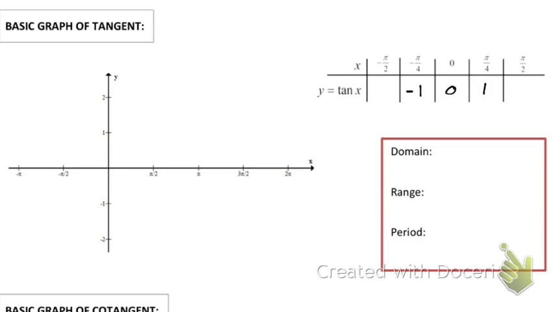All right, then what's the tangent of pi over 2? It's undefined. Which must mean that negative pi over 2 is negative undefined. No, just undefined.